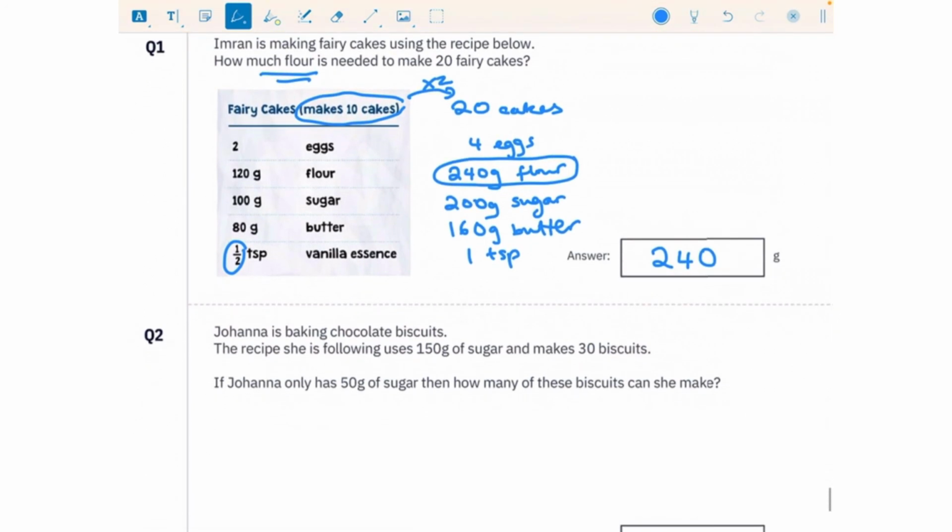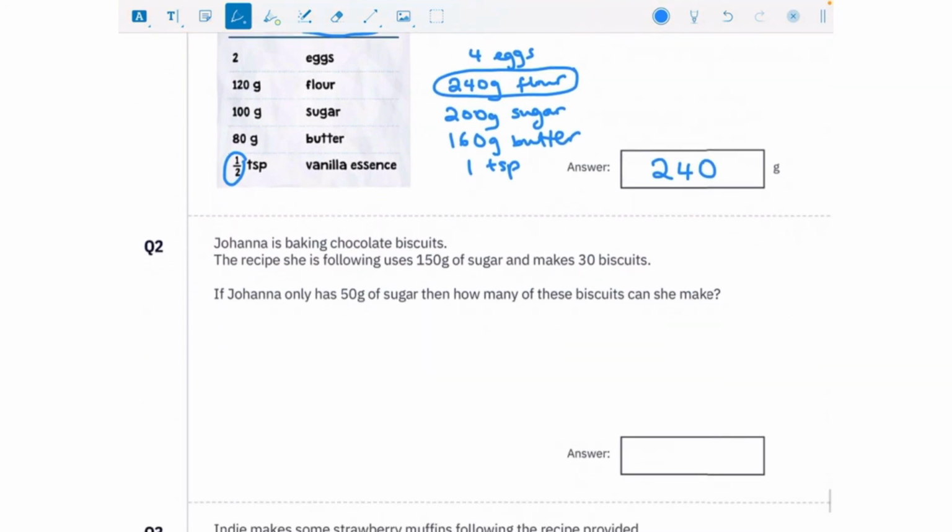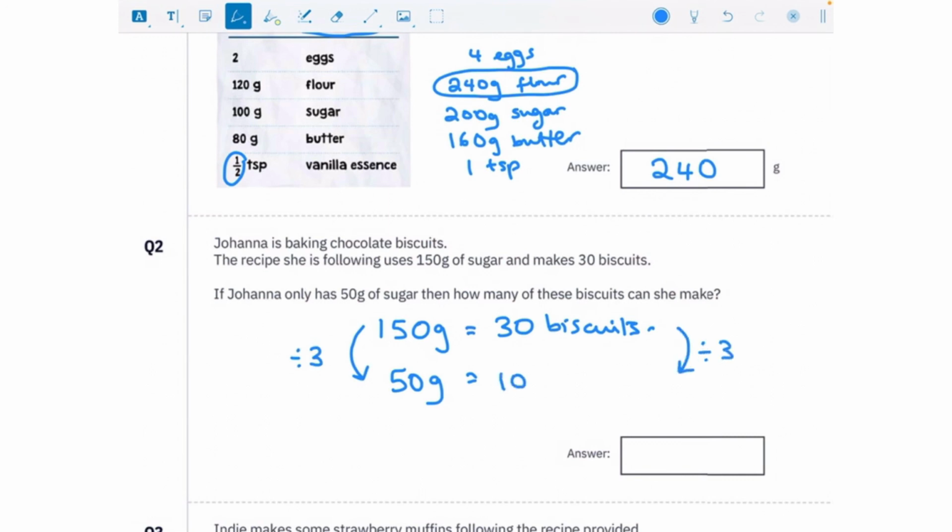Johanna is baking chocolate biscuits. The recipe she is following uses 150 grams of sugar and makes 30 biscuits. If Johanna only has 50 grams of sugar, then how many biscuits can we make? So 150 grams makes 30 biscuits. We only have 50 grams of sugar. So what have we done to this side? Well, we've divided it by 3. And if we've divided that side by 3, we're going to need to divide the recipe by 3 as well. So it will only make 10 biscuits.